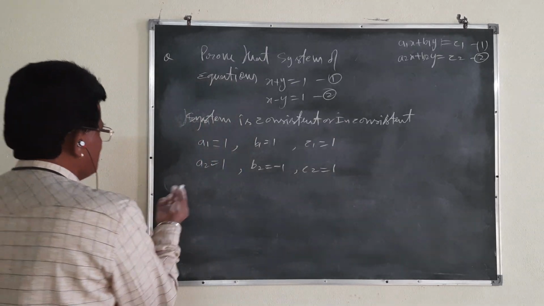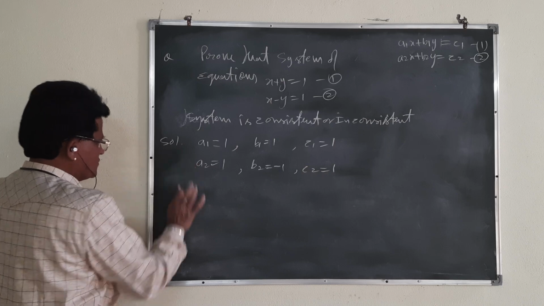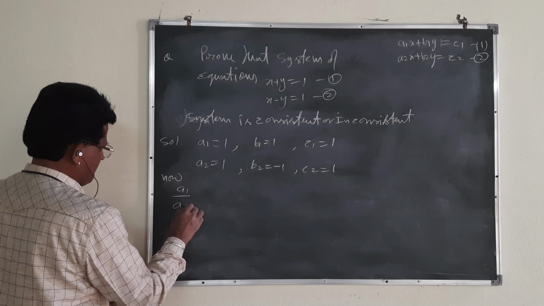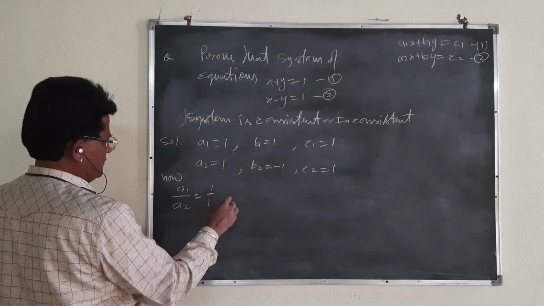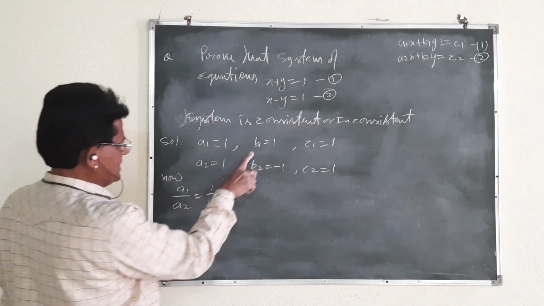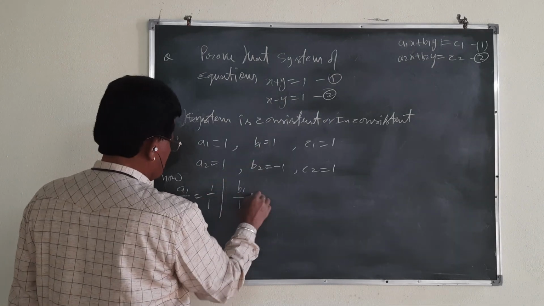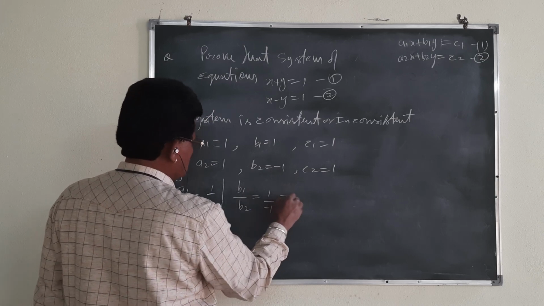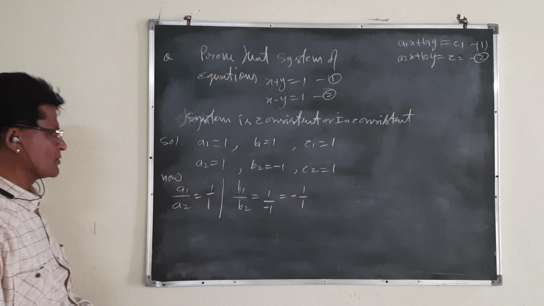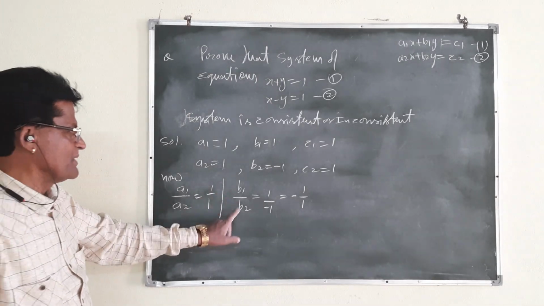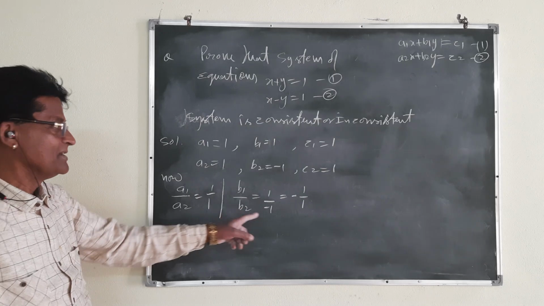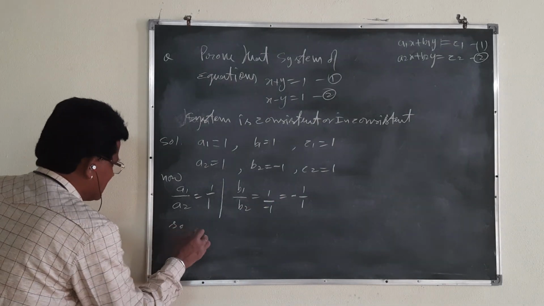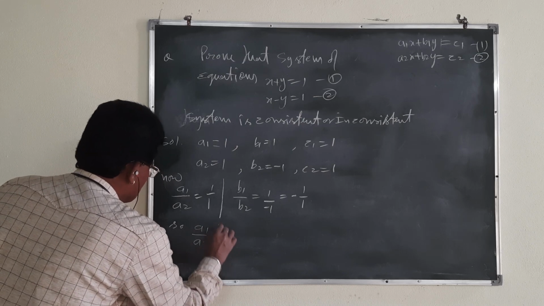Okay, see over here, because we are going to find out the solution. See, dear student, a1 upon a2, a1 is 1 upon 1. Similarly, we will have to find out b1 upon b2. b1 is 1 and b2 is minus 1. You can write 1 upon minus 1. Are they equal? a1 upon a2 is 1 upon 1. Here b1 upon b2 is 1 upon minus 1. These are not equal.